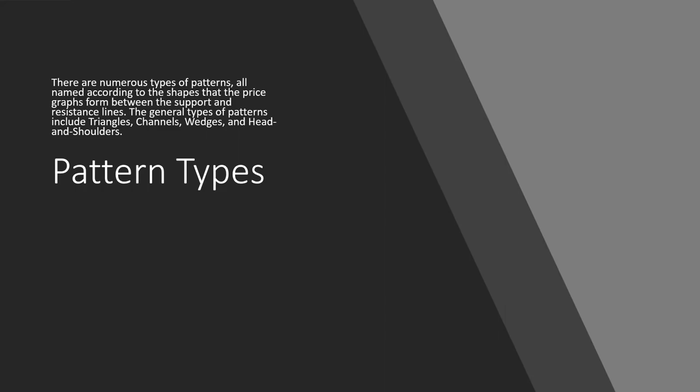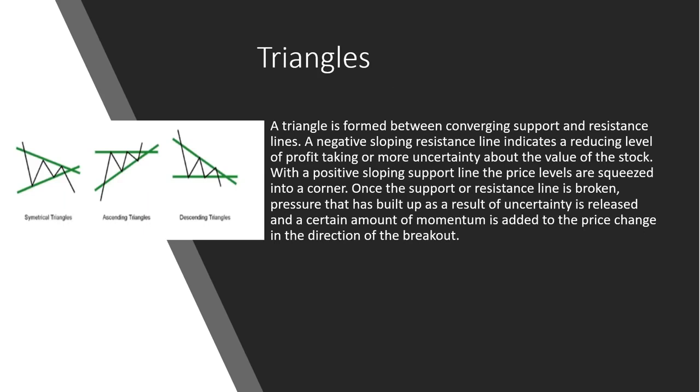All of these are well-documented historic patterns that repeat over and over and aren't a guru's interpretation of being able to see something in a price chart. Now, the absolute most popular of these is called triangles. And a triangle is formed between converging support and resistance lines. A negative sloping resistance line indicates a reducing level of profit taking, or more certainty about the value of an asset. With a positive sloping support line, the prices are being squeezed into a corner.